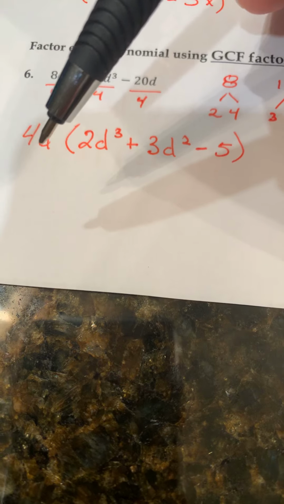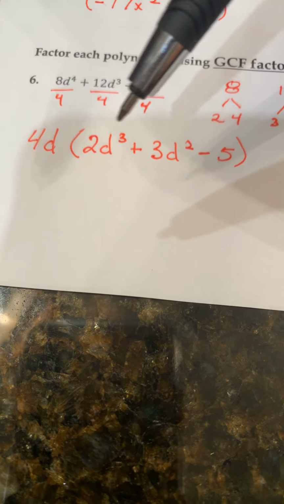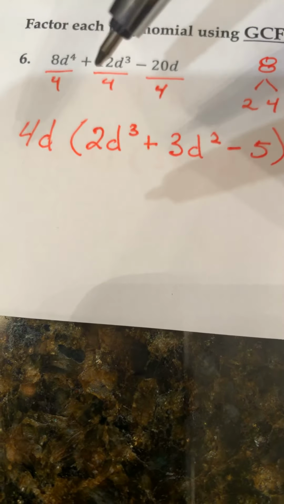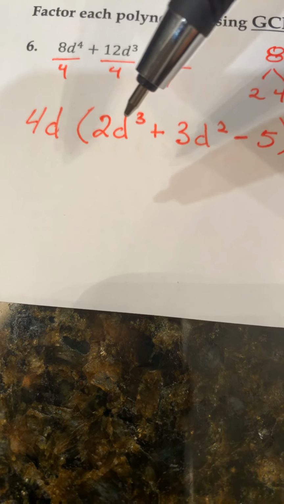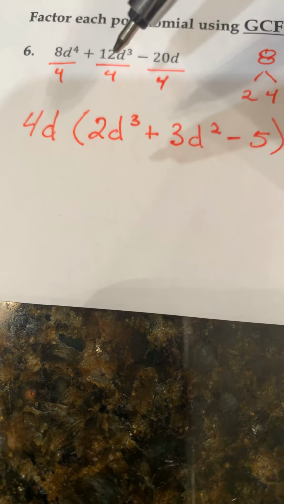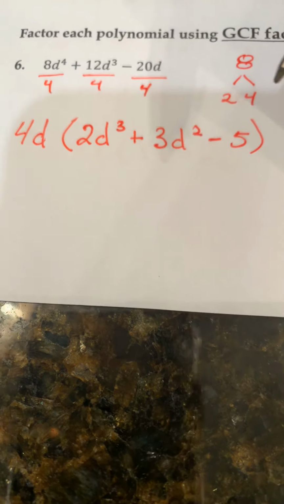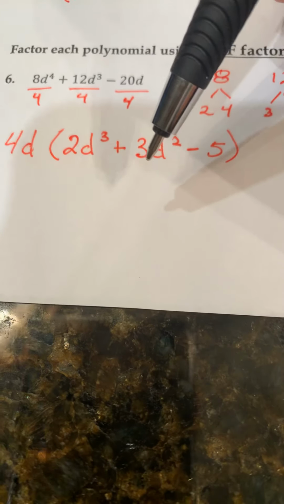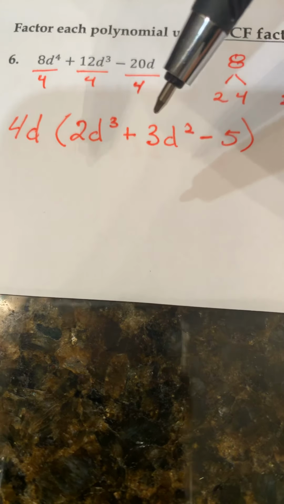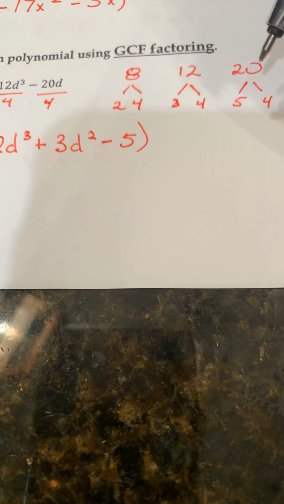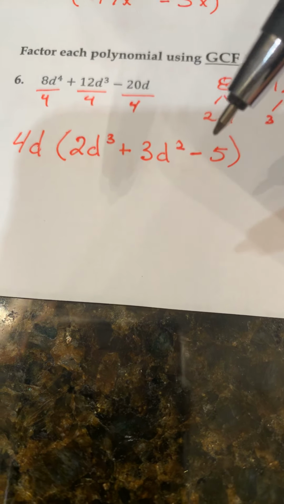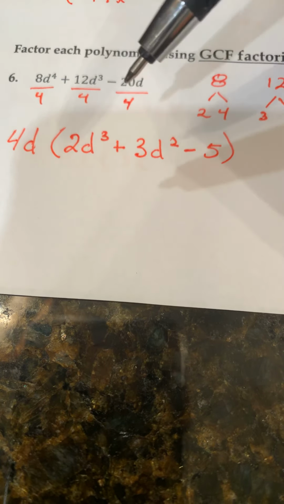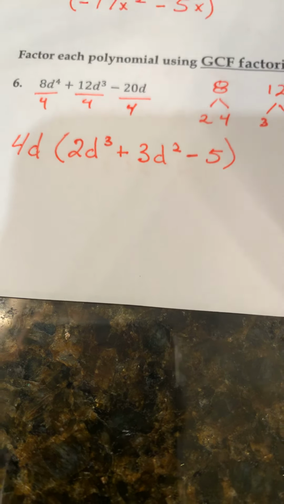So you put 4d out front, and then in parentheses, 4d times what equals 8d to the 4th. It's 2d cubed, and then 3d squared, you take the 3 from your 12, and then you take the 5 from your 20, and it's minus 5. So if you have 4d times a negative 5, you end up with a negative 20d, just like here, to check yourself.